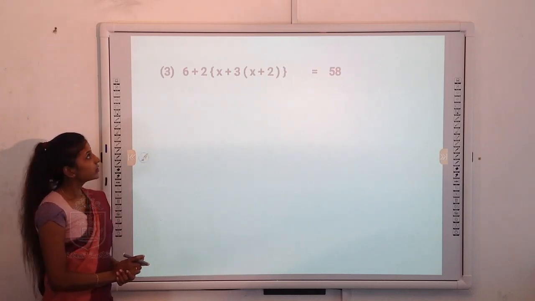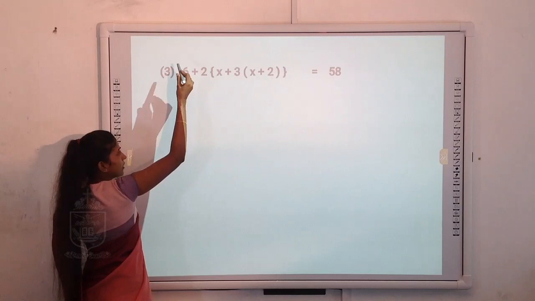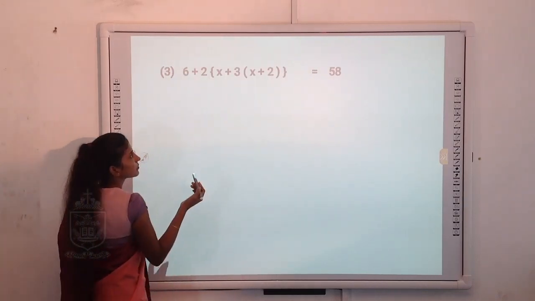Another example. So here you all can see the number is being added to an expression.